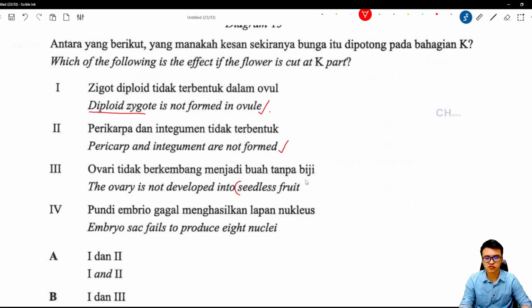Now, guys, what is seedless fruit? Seedless fruit can still be produced if you spray auxin on the flower. So, 3 is wrong. Embryo sac fails to produce egg nuclei.